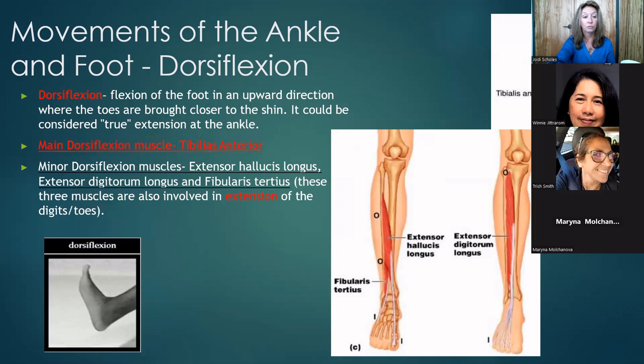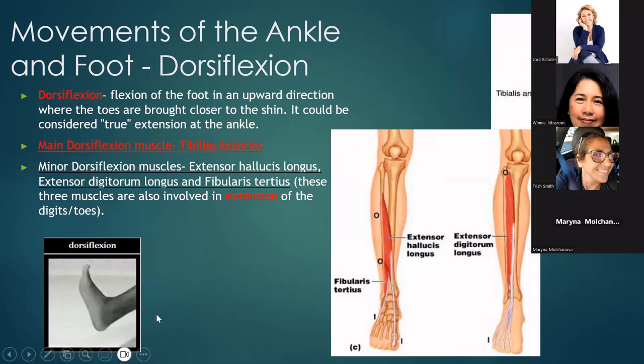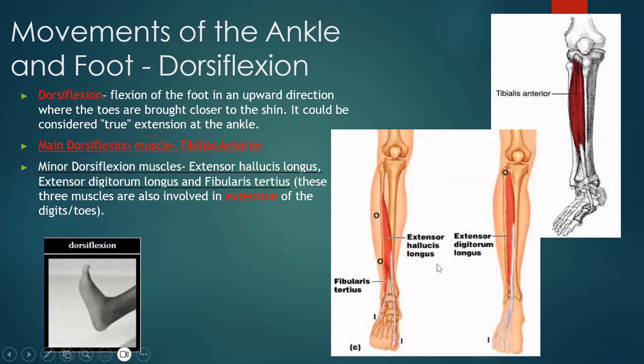We've got some minor dorsiflexing muscles, but I actually don't even care about them. There's another nice picture of the tibialis anterior. You know what is nice to know? Take a look at these. You see these, extensor hallucis longus. This is actually the tendon that leads to your big toe. And it's a little contributor to that dorsiflexion.